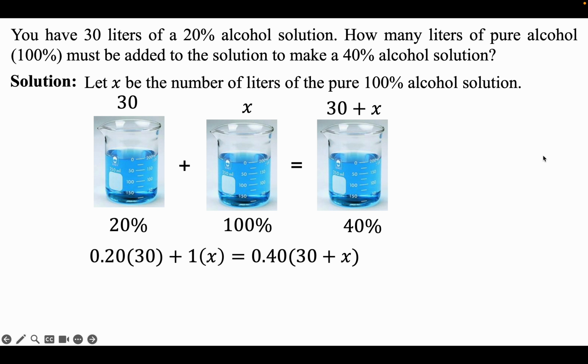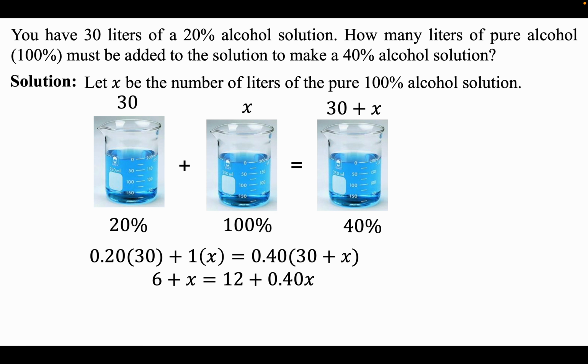And then if I distribute the 0.40 to this and multiply this out, I get the following equation. Before I go ahead, just know that this 1 is because we have a 100% alcohol solution. Remember, percent is out of 100, and 100 divided by 100 gives you the 1. That's where the 1 is coming from here. So let's go ahead and distribute. We get the following.